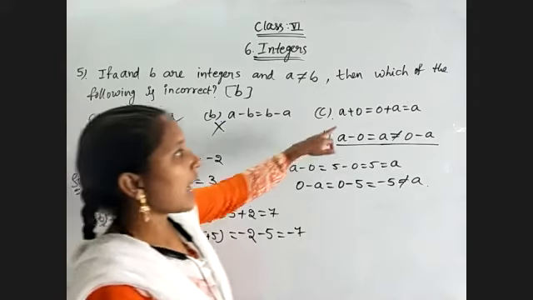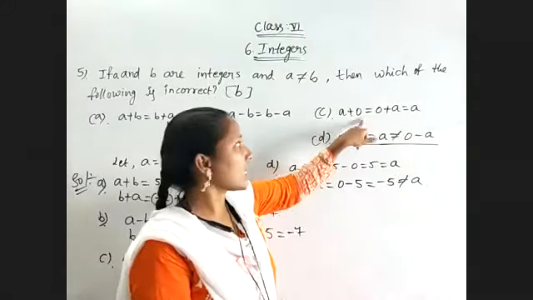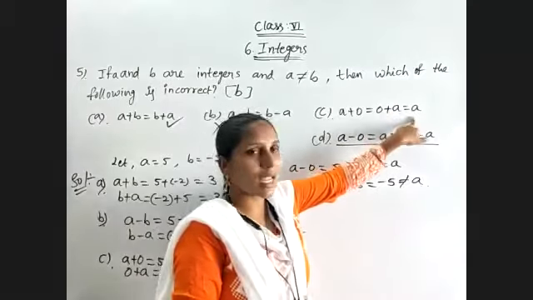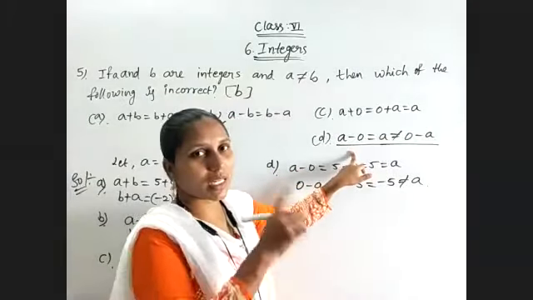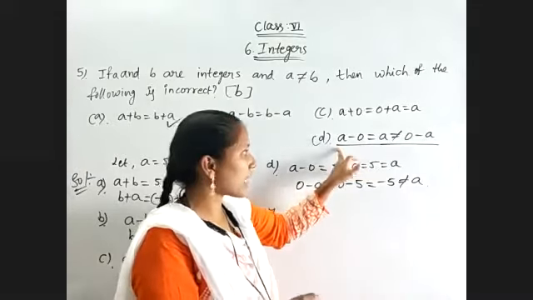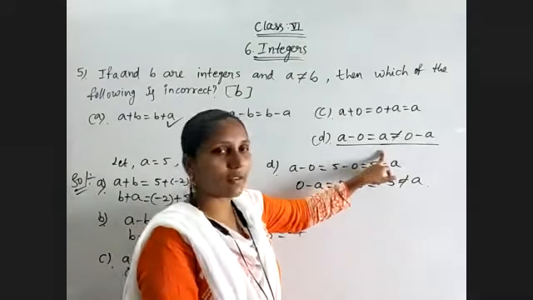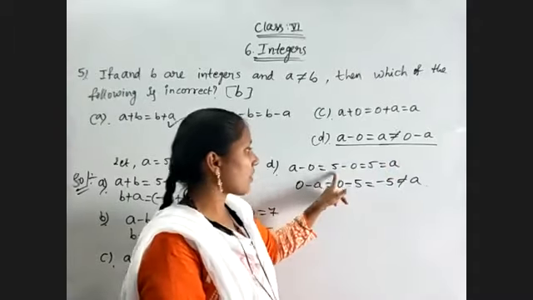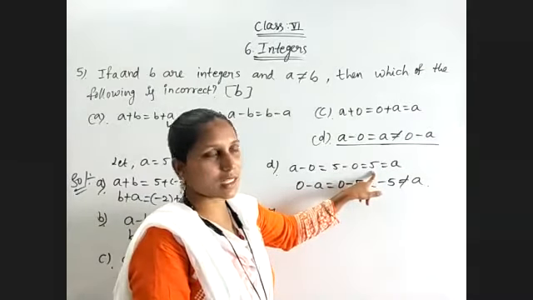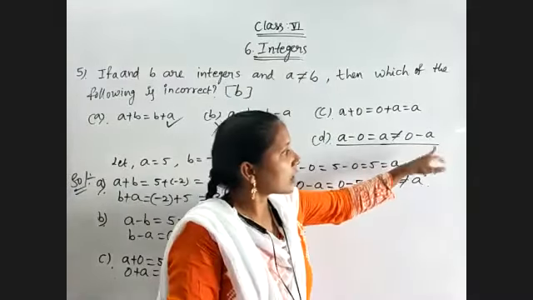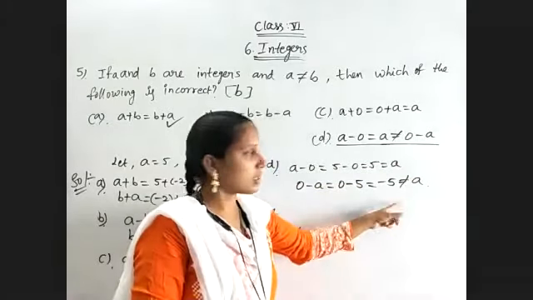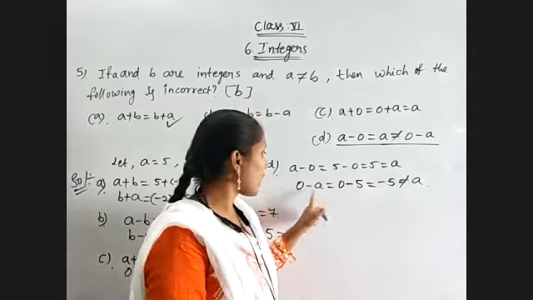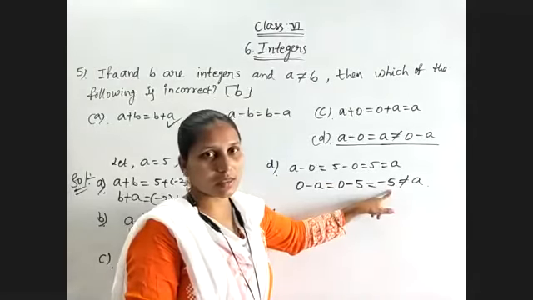And additive identity property: by adding 0 to any integer, you will get the same integer as the result. And whenever you subtract 0 from any number, that number only you will get as the result. Observe 5 minus 0, 5 only we are getting. But when any number is subtracted from 0, a negative number you will get as the result. For 5, we got -5 as the result. Okay.